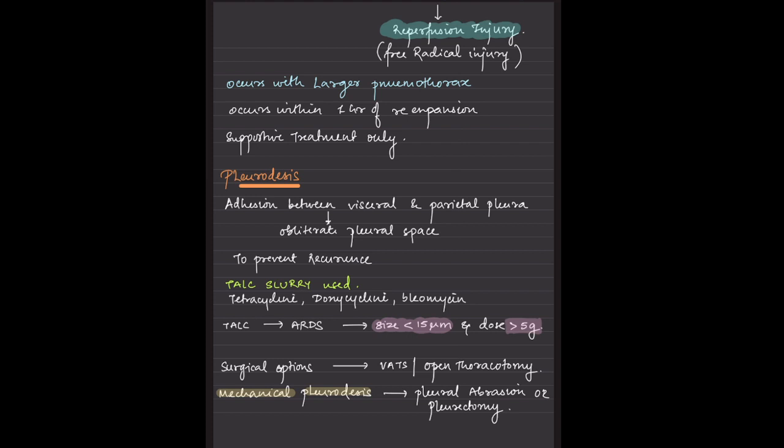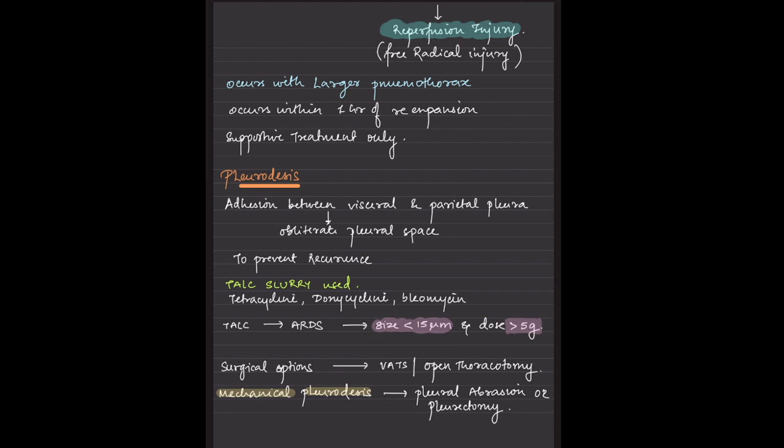Then there is pleurodesis. That means the visceral and the parietal pleura become adherent to each other, and that can obliterate the pleural space. This is to prevent the recurrence, and we need to use a talc slurry. The slurry can be talc slurry, tetracycline, doxycycline, or we can also use bleomycin. Okay, so that is for pleurodesis.